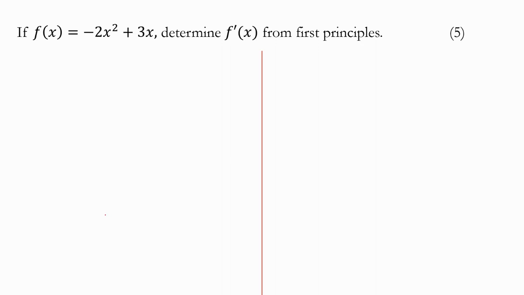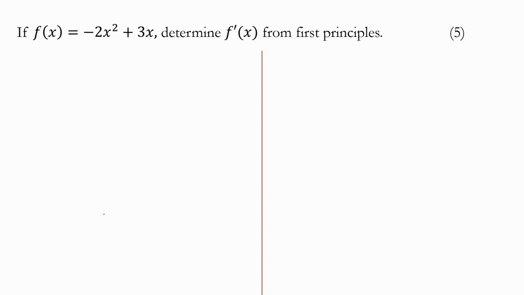Let's do question 5a. What does it say? If f of x is equal to negative 2x squared plus 3x, determine f prime x from the first principles. So what are we doing here? We are finding the derivative of f of x from first principles. Please do not use the rules here. You have to use the first principles.